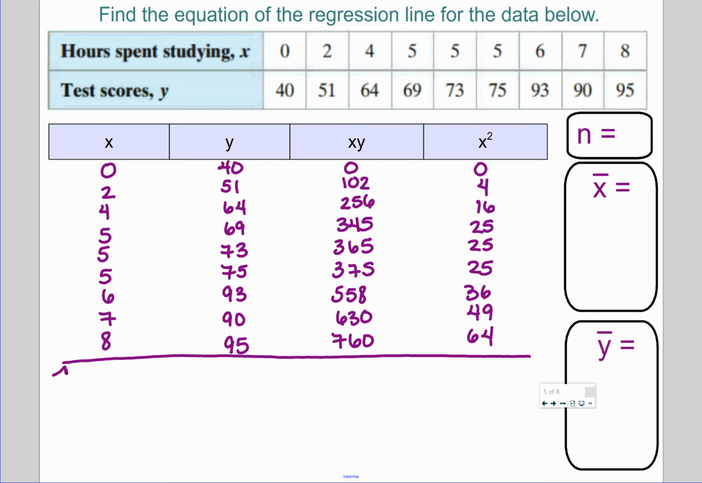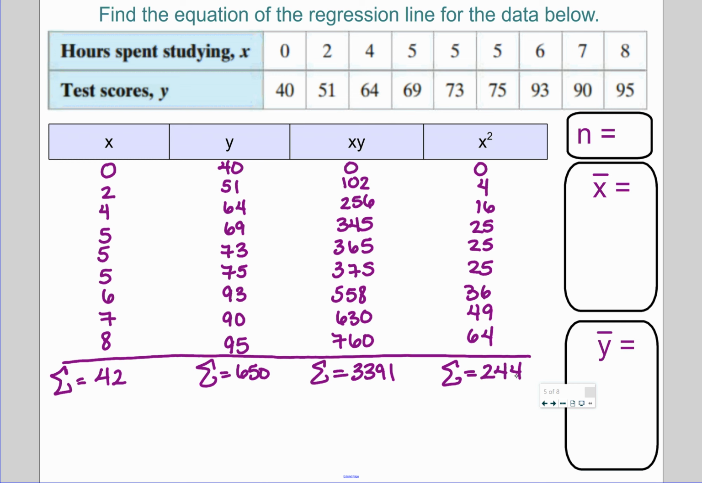Once you have your columns filled out, we're going to find the sum of each of them. Sum of my x's, 42. Sum of my y's, 650. Sum of my x times y's, 3,391. And then sum of my x squareds, 244.